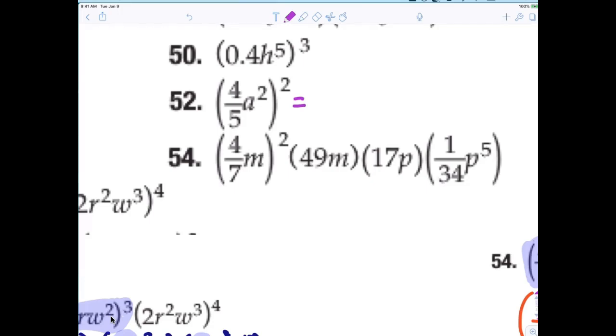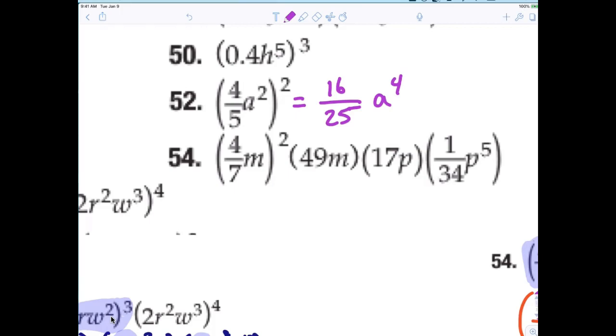Okay, so 4 to the second power is 16, and 5 to the second power is 25. And then a squared. 4. Oh no, it's a to the 4th. A to the 4th. My bad. Wow, I know that. I wasn't taking credit for your mistake. A to the 4th. 16 over 25, a to the 4th.